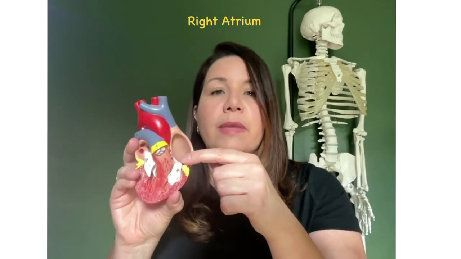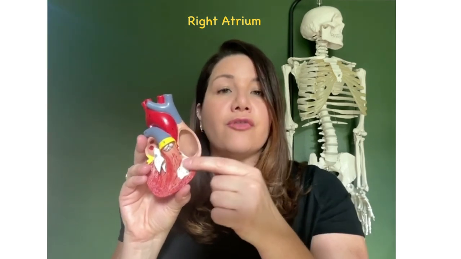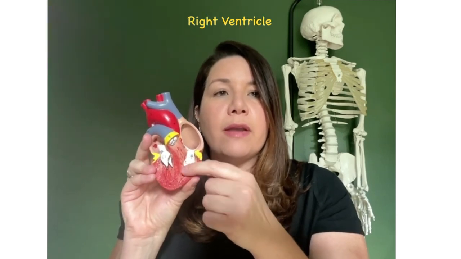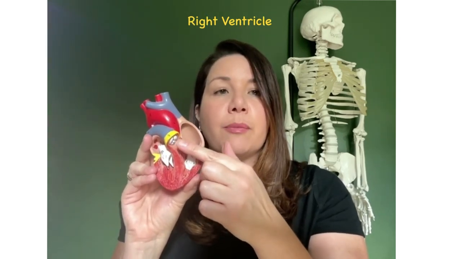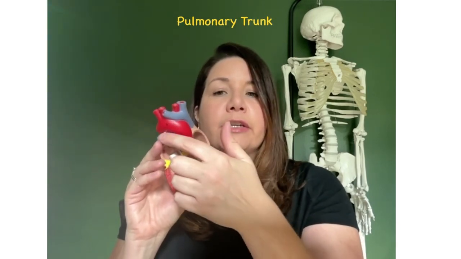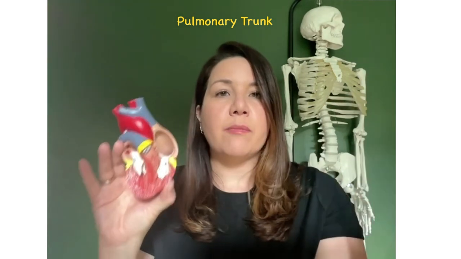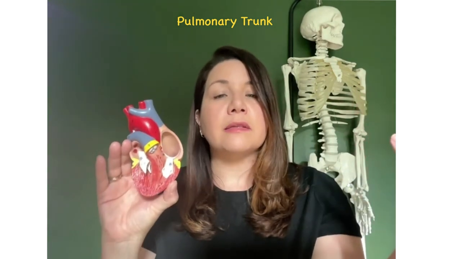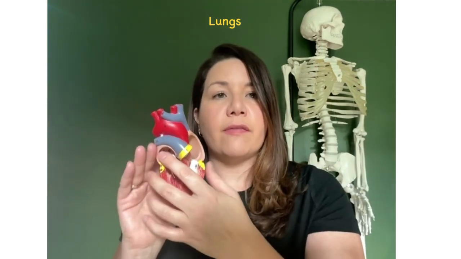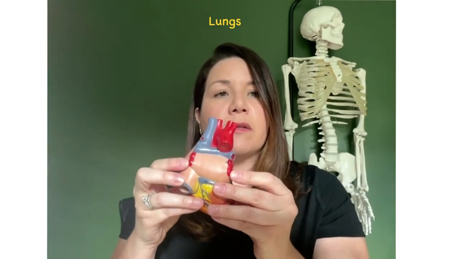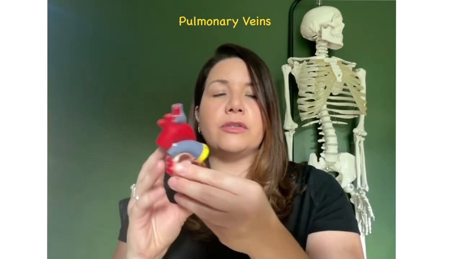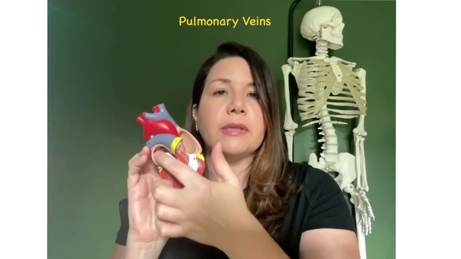From the right atrium, it's going to pass through the tricuspid valve into the right ventricle, and then from the right ventricle, it's going to pass through the pulmonary semilunar valve into the pulmonary trunk, and the pulmonary trunk is an artery that is going to carry blood to the lungs. In the lungs, the blood gets oxygenated and it returns back to the left side of the heart through these vessels called pulmonary veins. So the pulmonary veins are going to bring blood into the left atrium.